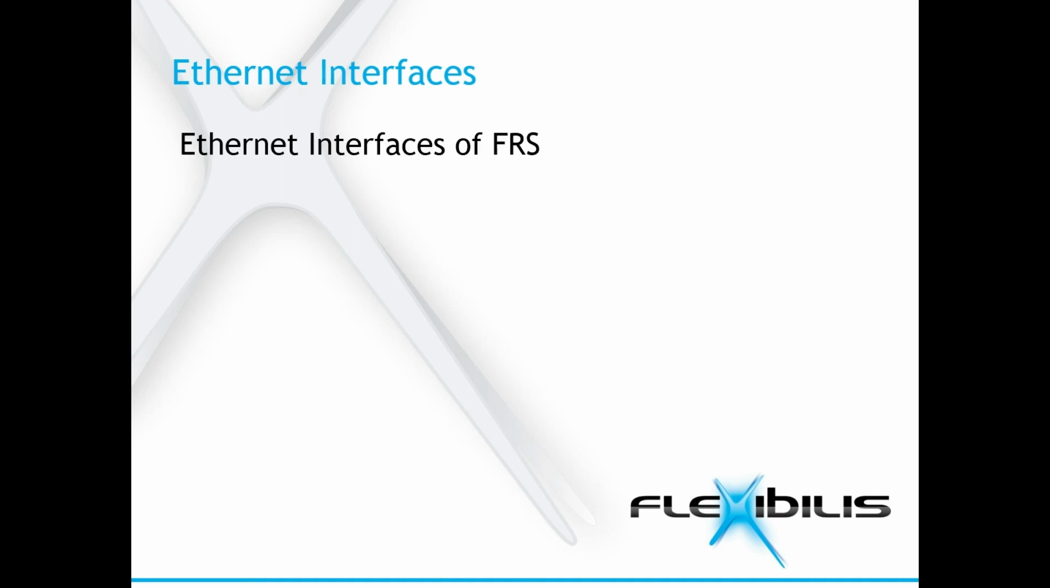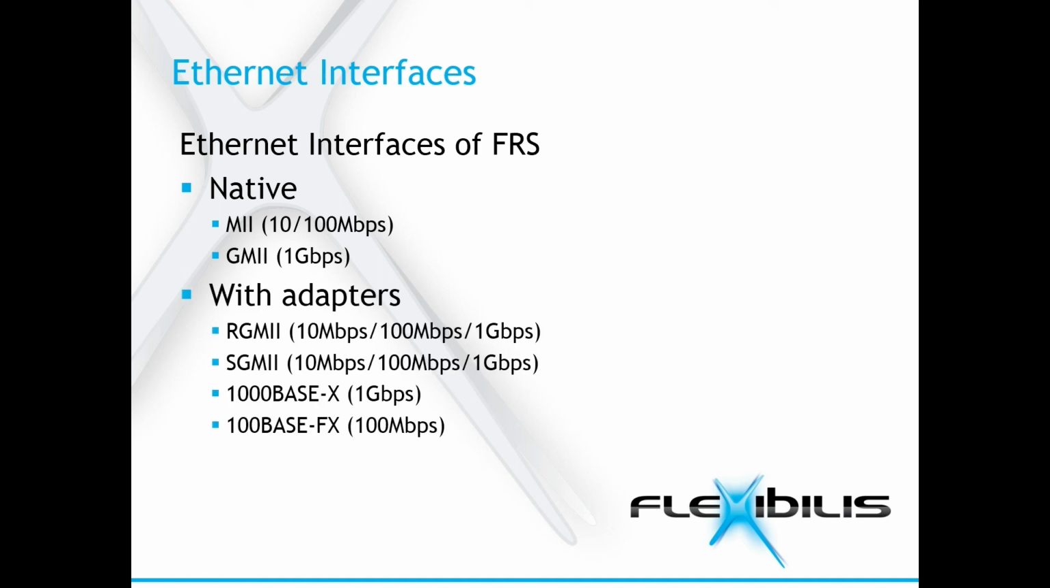The Ethernet interfaces provided by FRS natively support MII and GMII standards. Support for other standards is provided by interface adapters that convert the native interface of FRS into another kind of standard Ethernet interface. Different Ethernet interface adapters are provided by Flexibilis and Altera. Customers and third parties can also implement their own adapters.